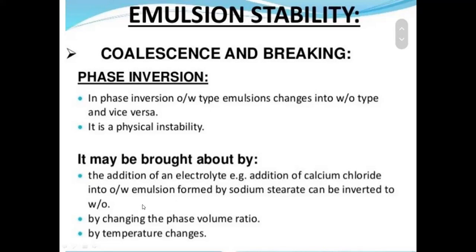So phase inversion is the change of phases from O by W to W by O, vice versa, and this occurs due to these reasons: a change in temperature, a change in the emulsifying agent, addition of electrolyte, and a change in the phase volume ratio. समजले phase inversion म्हणजे काय and why it occurs? Yes, ma'am.